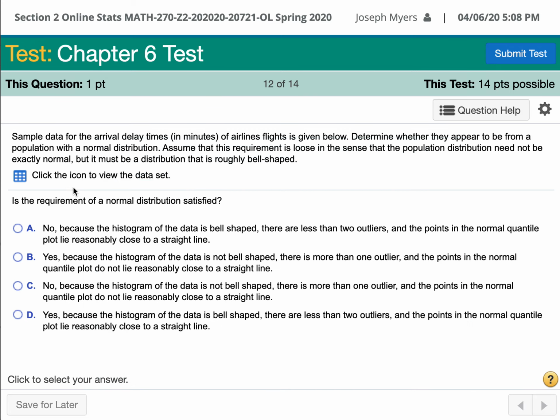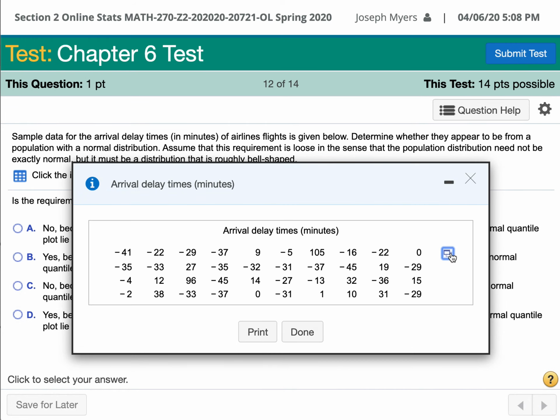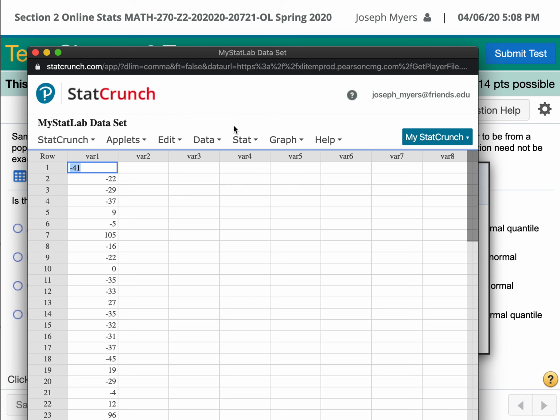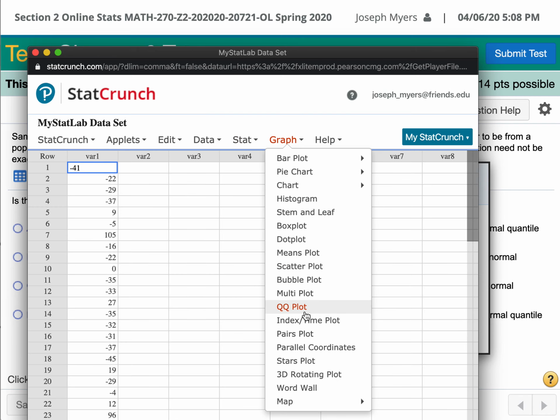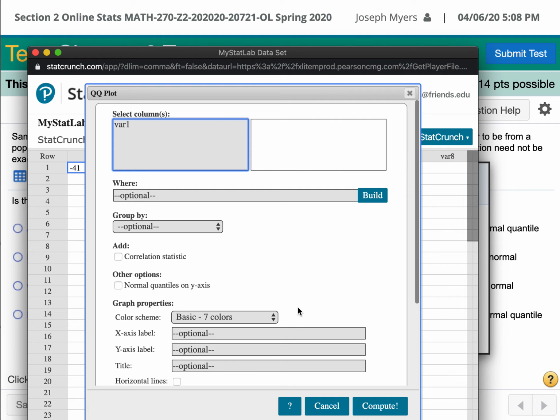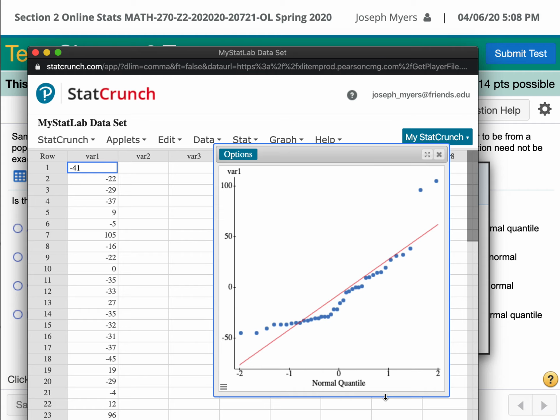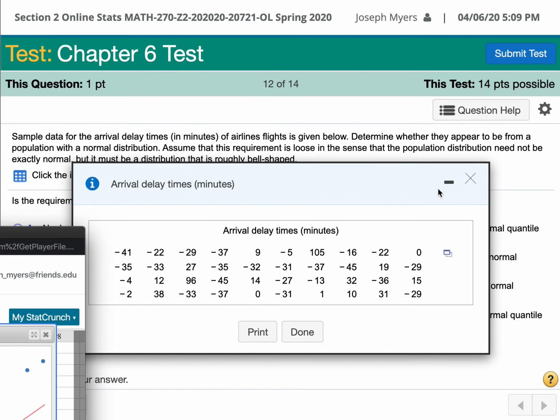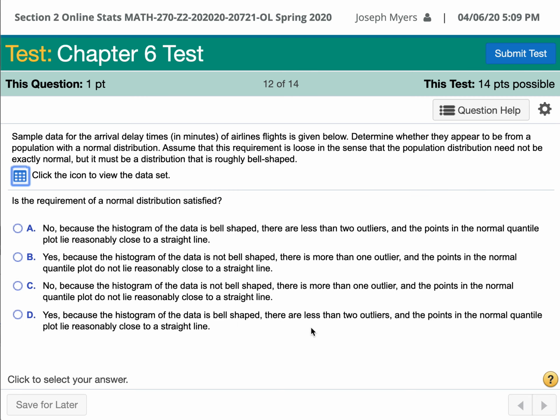Ready? Click on this, open in StatCrunch, then choose graph, and then go down to QQ, which means quantile plot. Then select var1, then click compute. Now this does not look like a straight line at all, right? If it were a normal distribution, it would look much closer to a straight line. So this is not a normal distribution, so I'm going to click done.